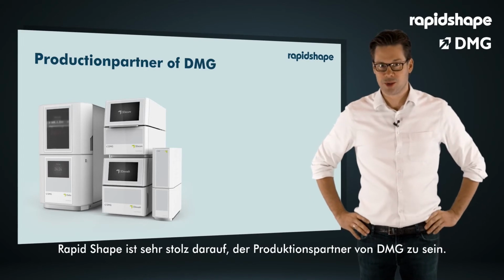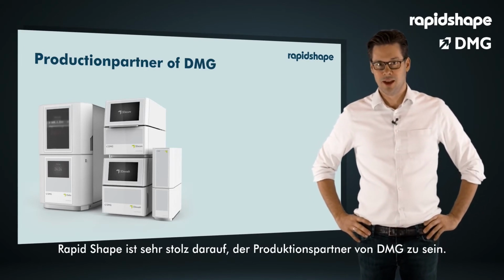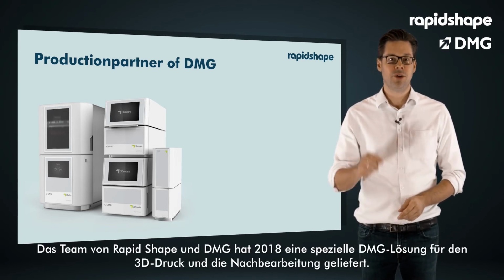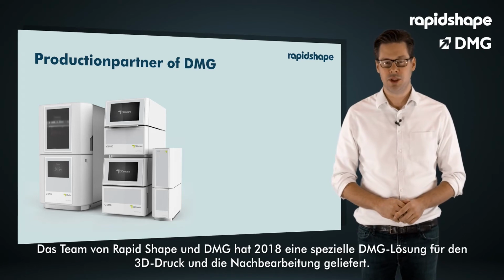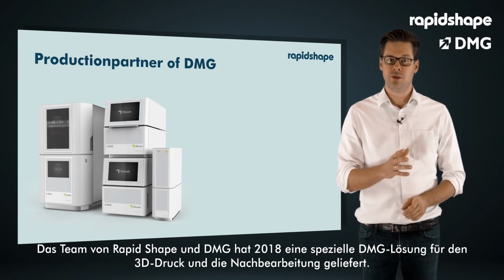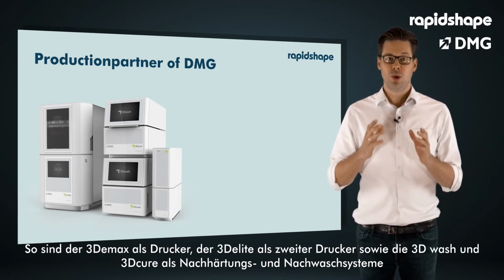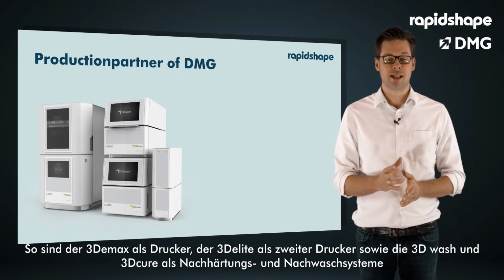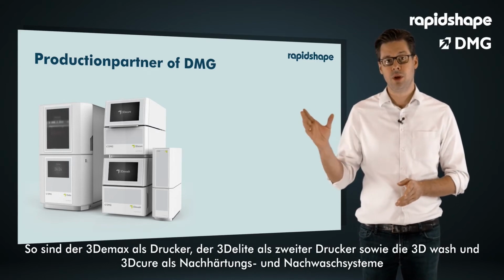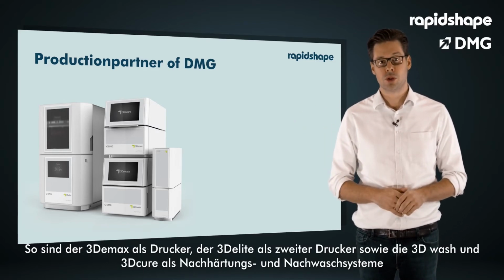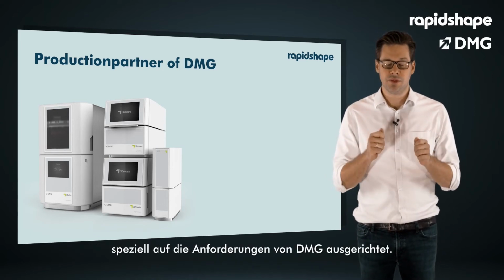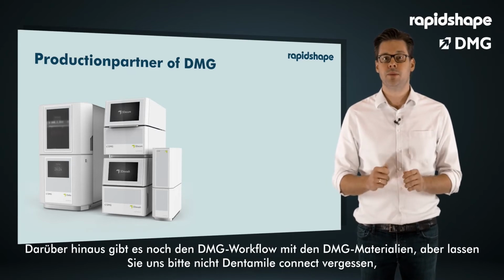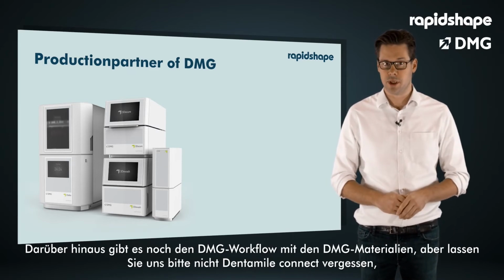RapidShape is very proud to be the production partner of DMG. The team of DMG and RapidShape met in 2018, delivering tailor-made, specific DMG solutions for 3D printing and post-processing. So the 3D Max as a printer, the 3D Lite as a second printer, as well as the 3D Cure and the 3D Wash as post-curing and post-washing systems are specifically made to DMG's requirements. Furthermore, also to DMG's workflow with the DMG materials.